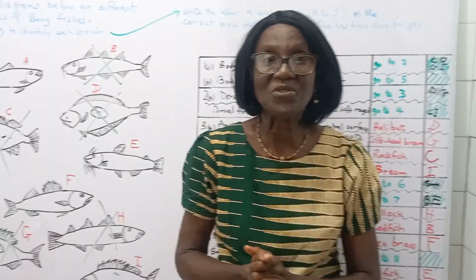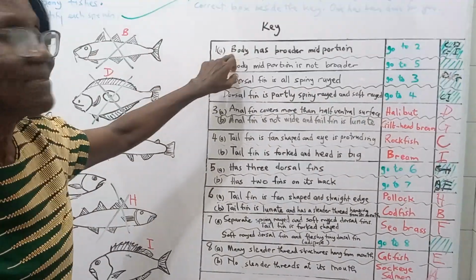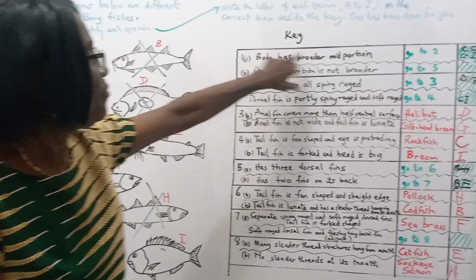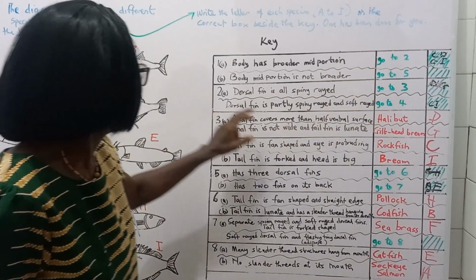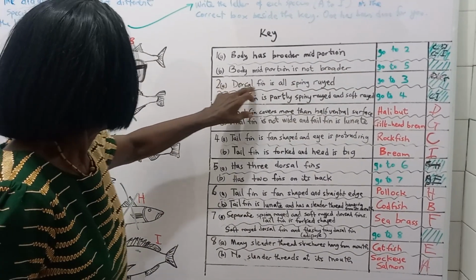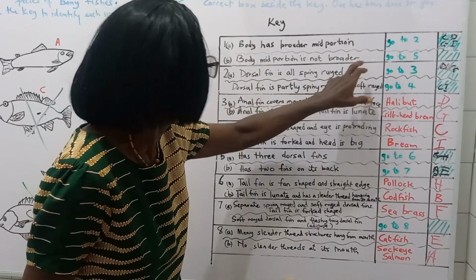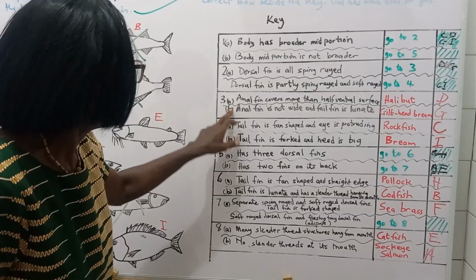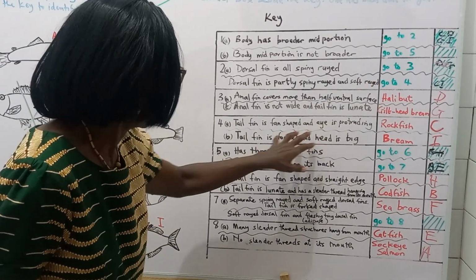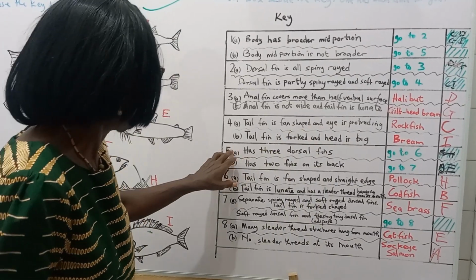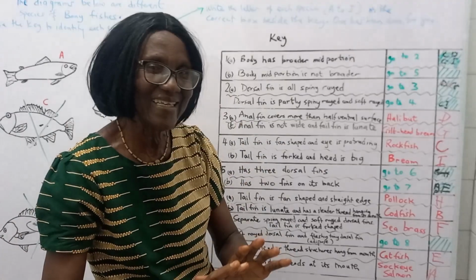So this is where we end for today. Remember, the technique is finish one character completely before you go to the next character. Broader mid portion, no broader mid portion. Broader mid portion, go to 2. So you come to 2. Dorsal fin spiny rayed, go to 3. Dorsal fin not spiny rayed, go to 4. Finish the 3. So go to 3, finish up before you come and deal with the 4. So we finish dealing with the 4 completely before you go to 5. Look at where 5 is. And when you go systematically like that, you'll be okay.